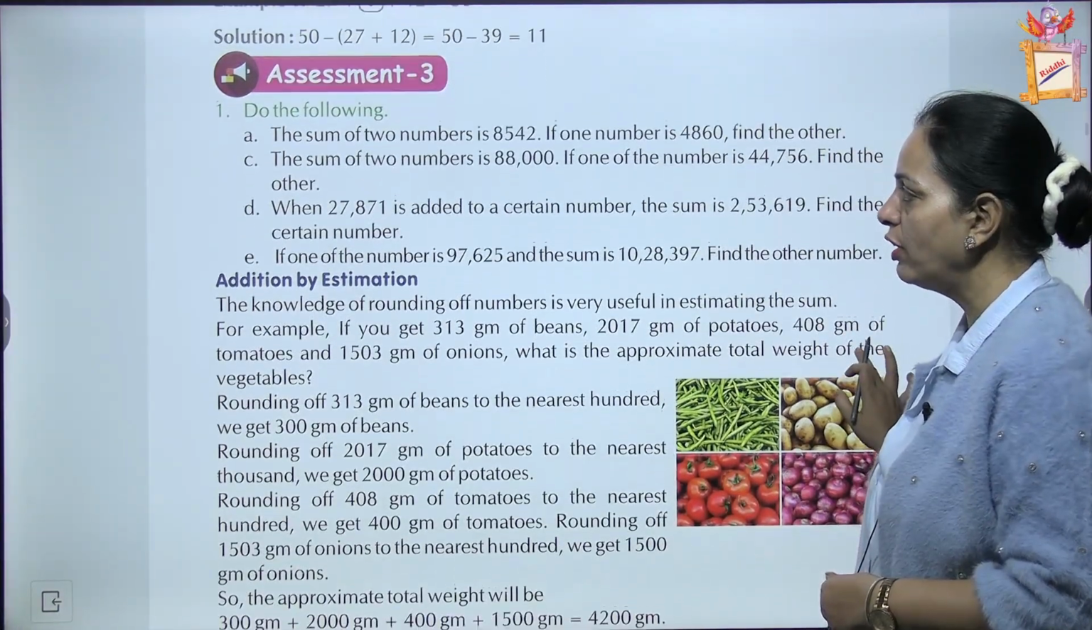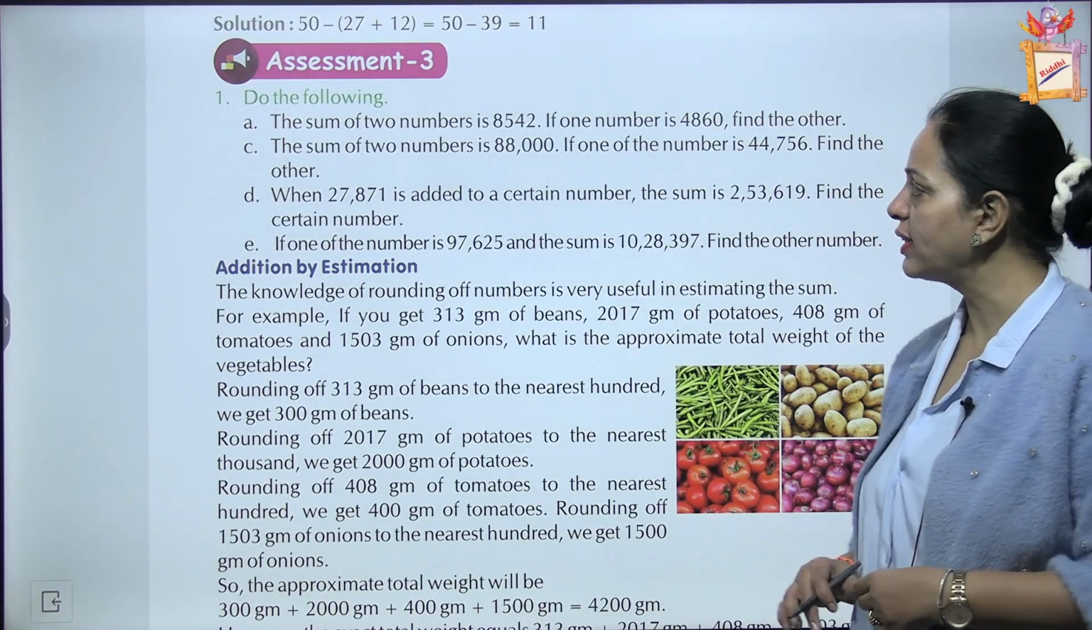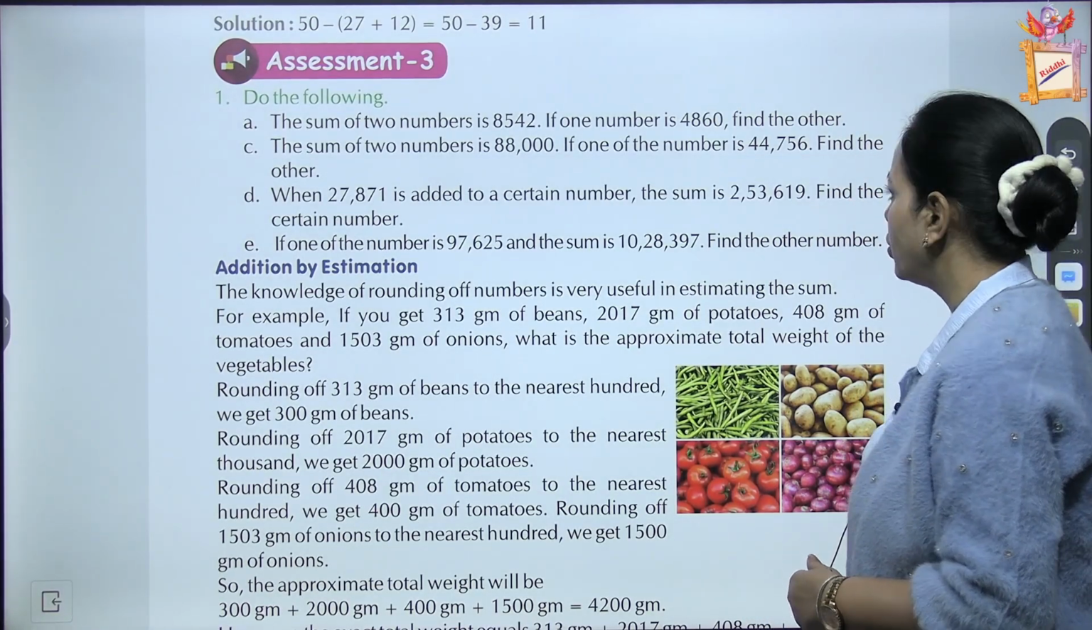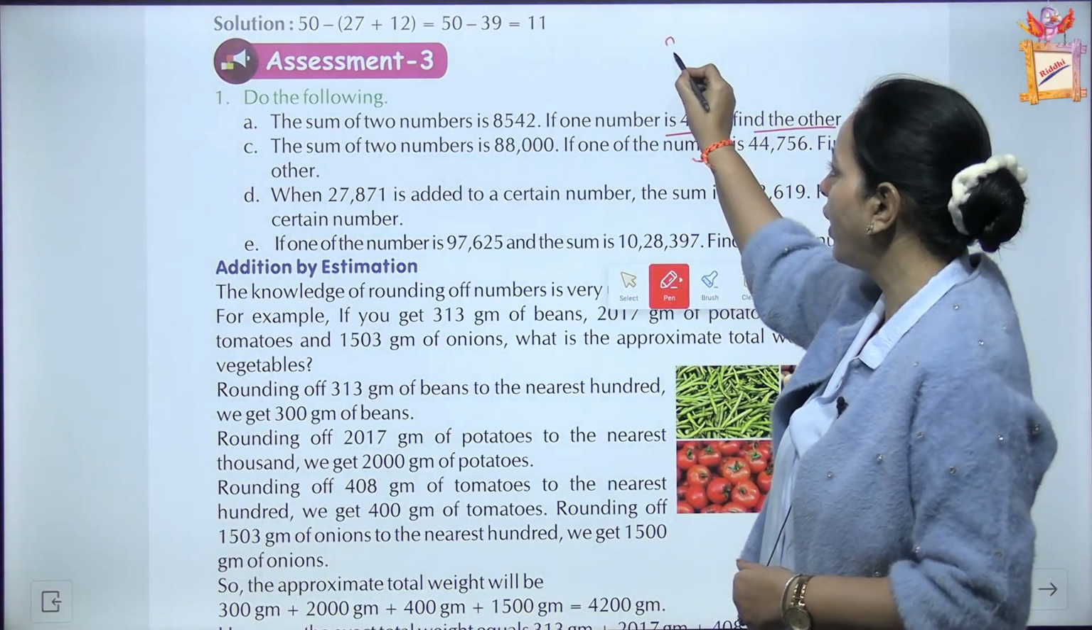See assessment 3. The first one. Do the following, like A part. The sum of two numbers is 8542. If one number is this, find the other. So how we can find the other?